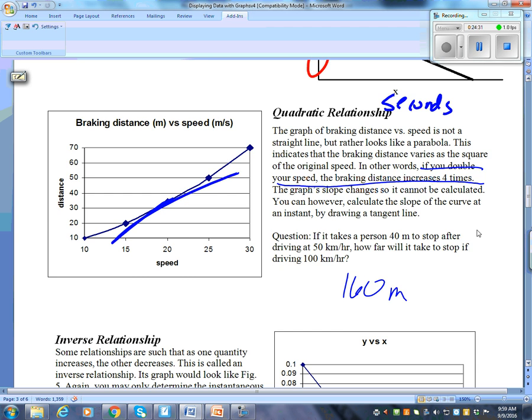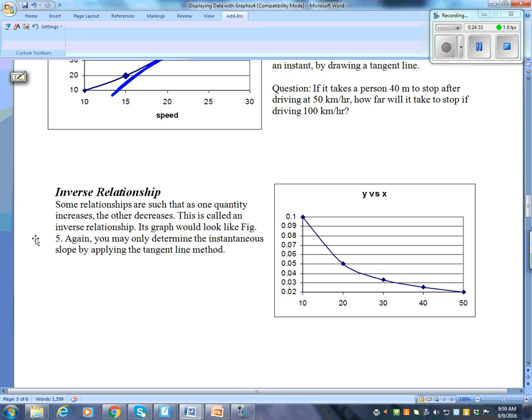Okay. Inverse relationship. Some relationships are such that as one quantity increases, the other one decreases. This is called an inverse relationship, and its graph will look like figure 5. Again, you may only determine the instantaneous slope by applying the tangent line method. This is just made up numbers. Inverse relationships have this curve to them. You cannot find the slope of a curved line again.